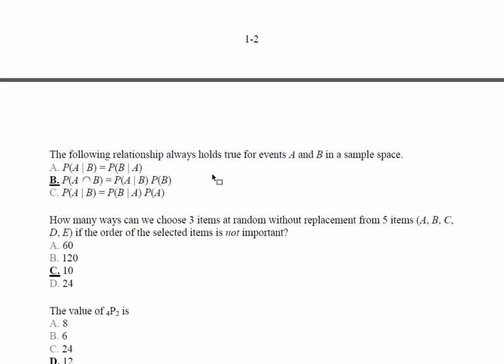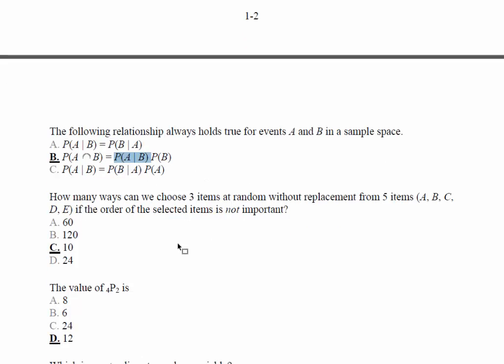The following relationship always holds true for events A and B in the sample space. Which one is holding true? This one is. Why is that the case? If you look at the definition, what is this right here? That's the conditional probability of A given B happening. We know the conditional probability of A given B is the intersection over P(B). If we move the P(B) over, the conditional probability of A given B times P(B) will be the intersection. So this one is holding true. The other two are not.